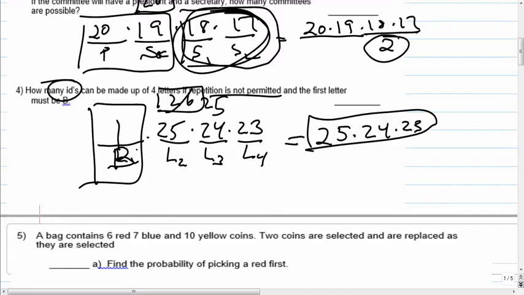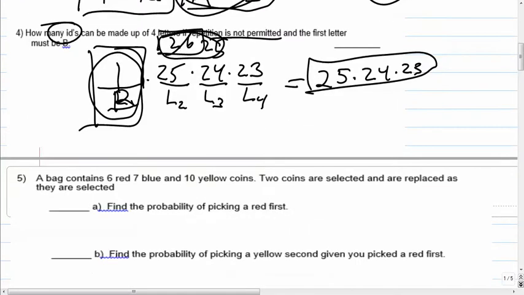So notice how I dealt with the special condition of B. And then when I went to the second letter, I asked the question, do I still have 26 or do I have 25? I took 1 letter out of the batch. So it went down 1.